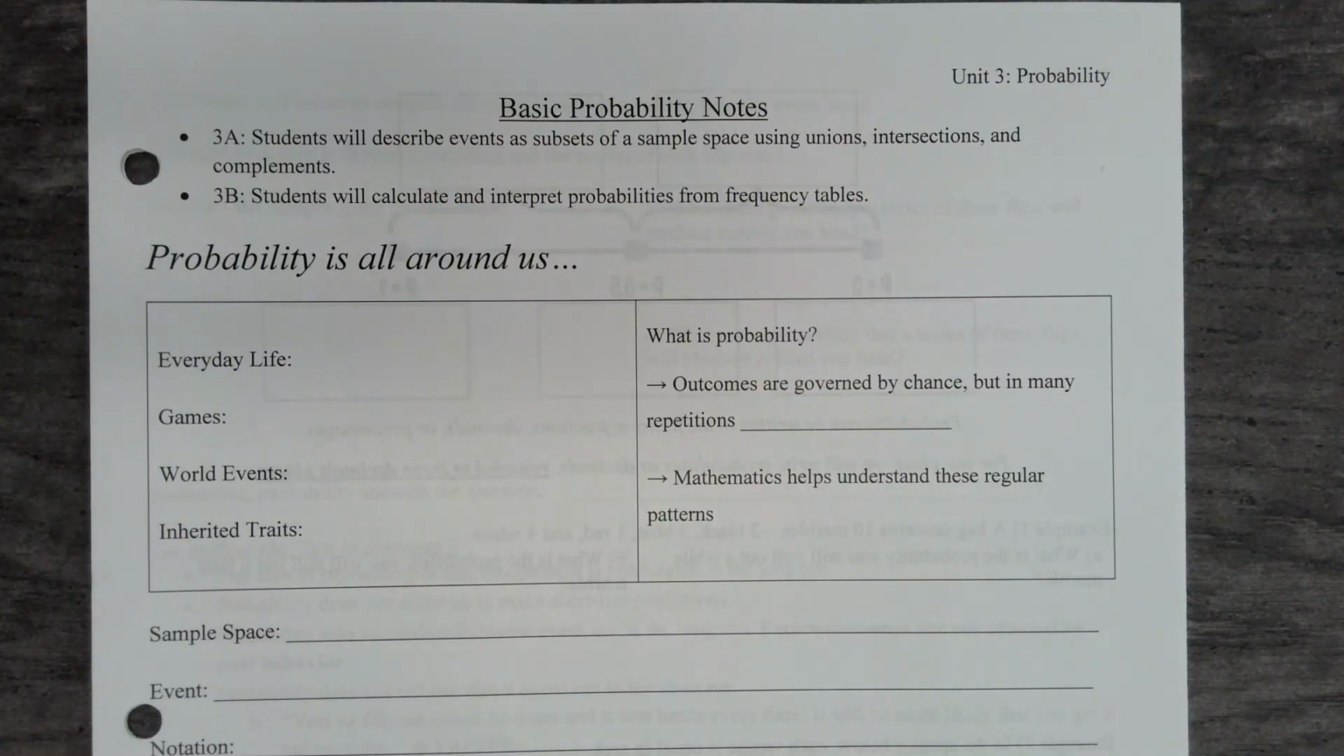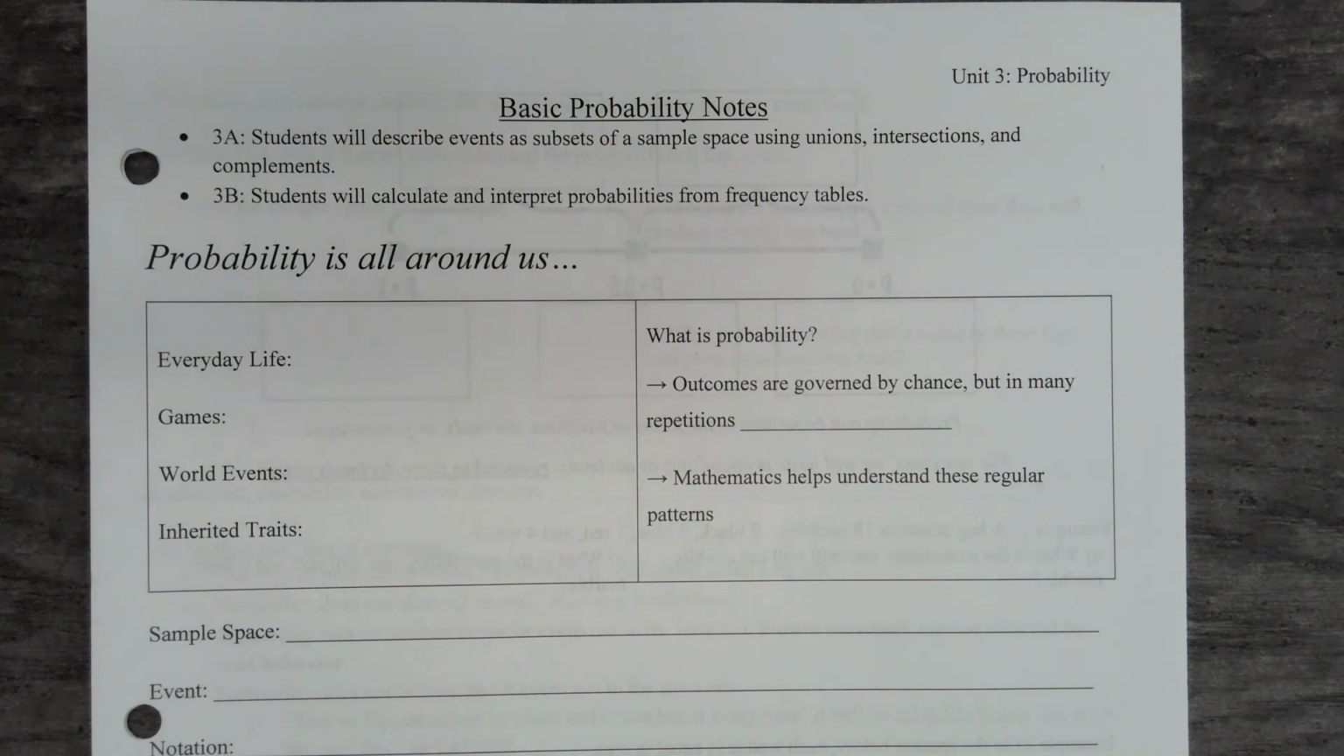Alrighty, so we're going to start our probability unit. And first of all, let's talk about what probability is. We're going to talk about what sample spaces are, what unions and intersections and complements are, and then we're going to take a look at how to calculate and interpret probabilities from some frequency tables as well.